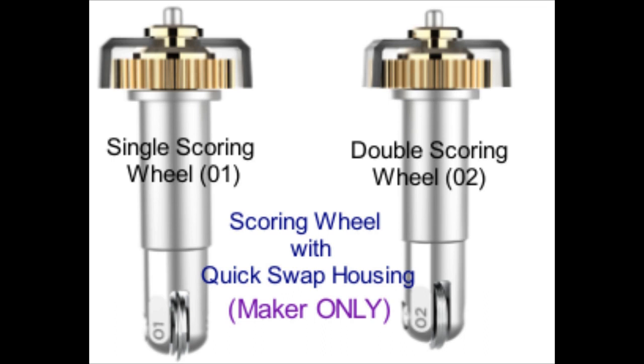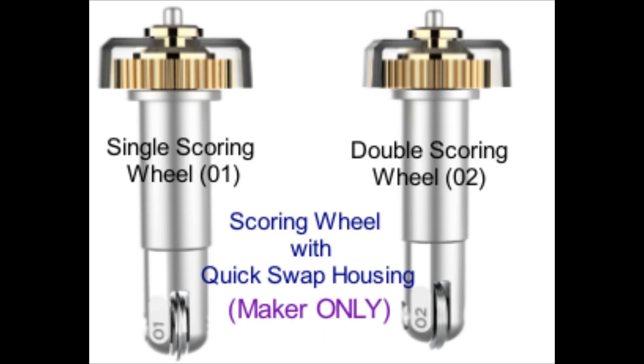What is a scoring wheel? It's simply a wheel, which is like a blade, needs to be inserted in clamp B, so B for blades, and it has 10 times more pressure than the scoring stylus. It makes a flawless crease. Precisely, it can even score acetate sheets.